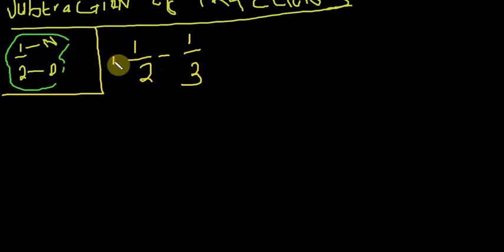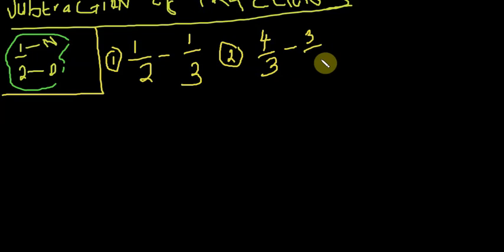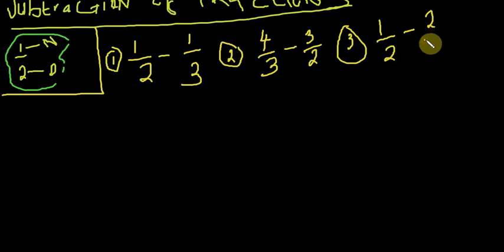So that's number 1. Number 2, he says, I have this homework, also subtract 4 over 3 minus 3 over 2. And he has a third one where he asks you to subtract 1 over 2 minus 2 over 3.